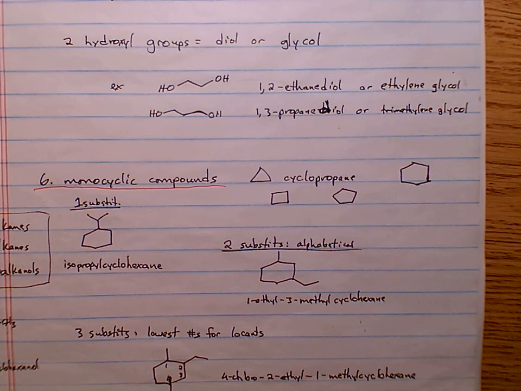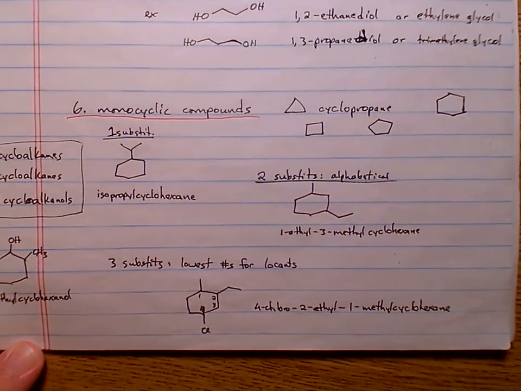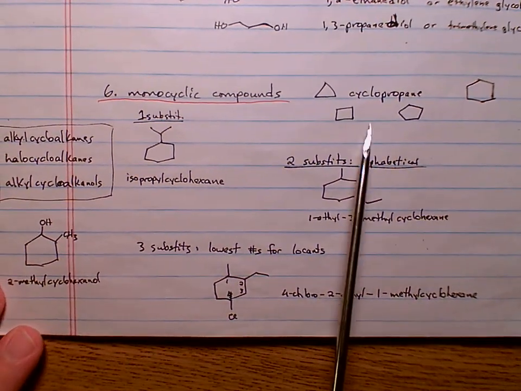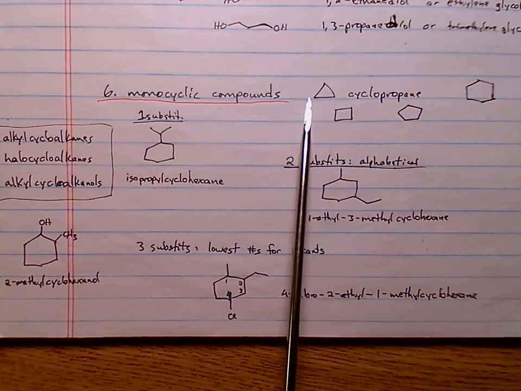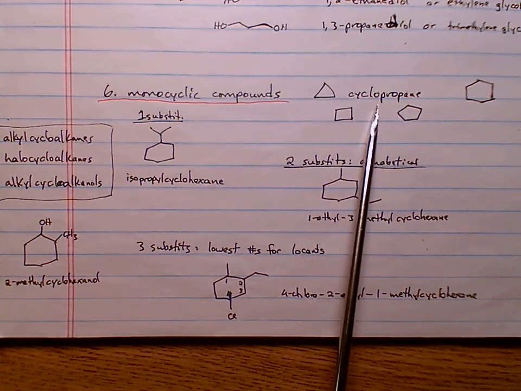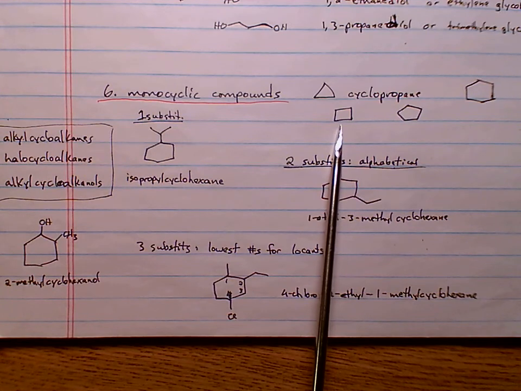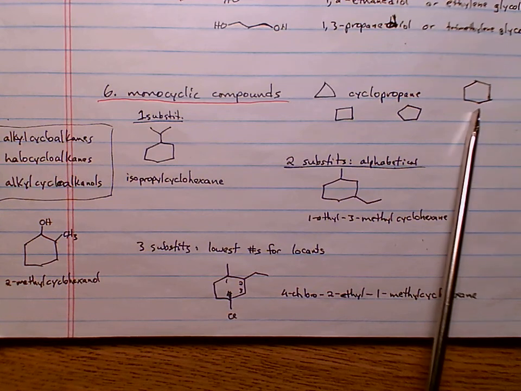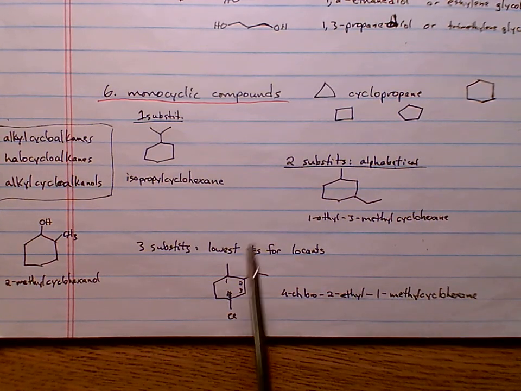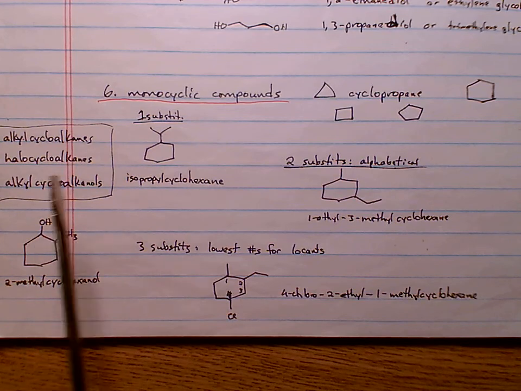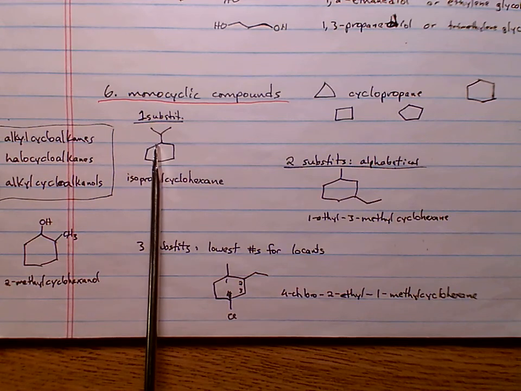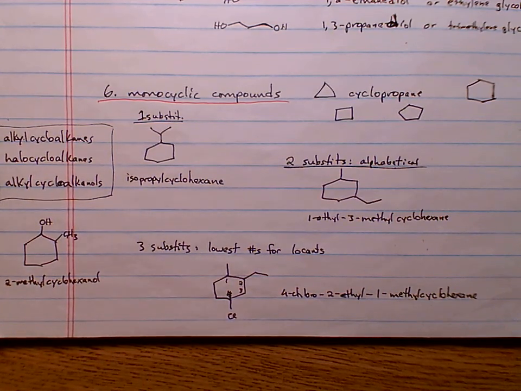Okay, let's look at cyclic compounds. Start with our monocyclic compounds, the only ones we're really going to look at. If you have three carbons, three carbons is a propane, but because they make a cyclic compound, it's a cyclopropane. So this square looking here is actually cyclobutane, cyclopentane, cyclohexane. All right. If you have one substituent, you just name that substituent. So here's an isopropyl group, CH3CHCH3, on a hexane, isopropylcyclohexane.